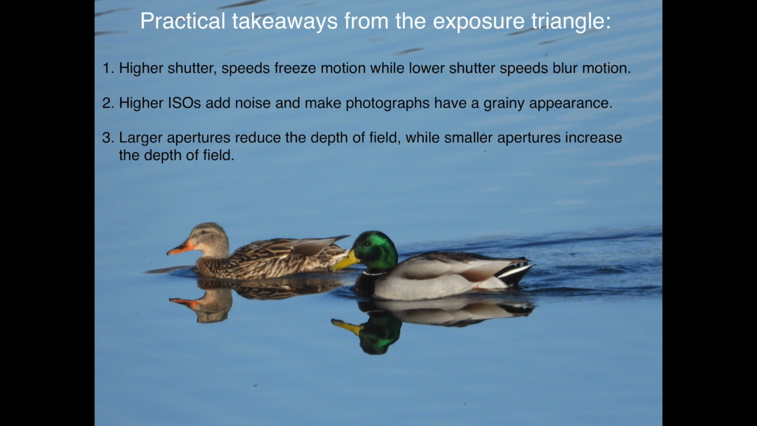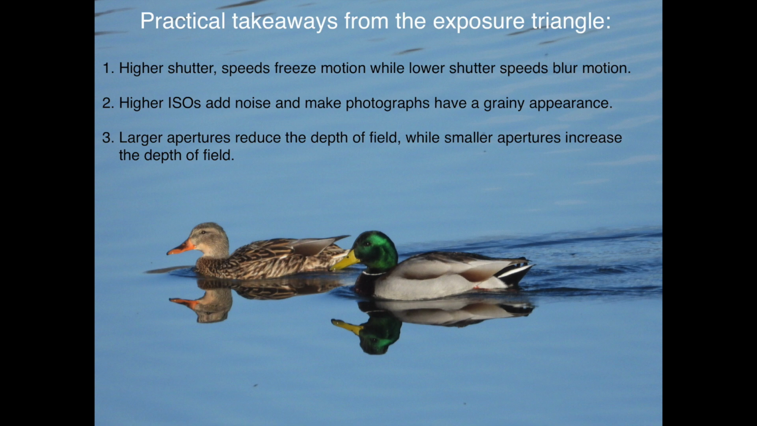Practical takeaways from the exposure triangle. 1. Higher shutter speeds tend to freeze motion, while lower shutter speeds tend to blur motion. 2. Higher ISOs add noise and will tend to make photographs have a grainy appearance. 3. Larger apertures will tend to reduce the depth of field, while smaller apertures will increase the depth of field.